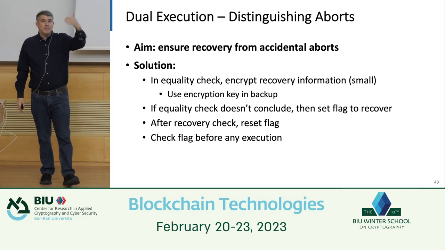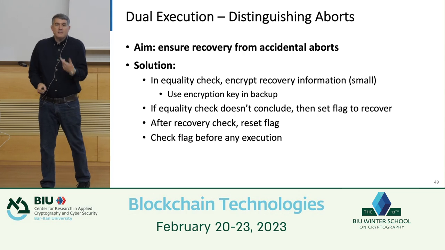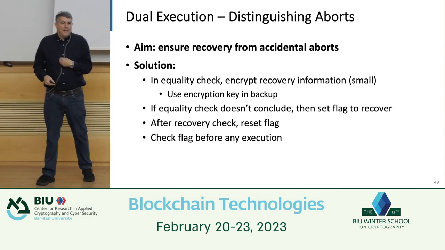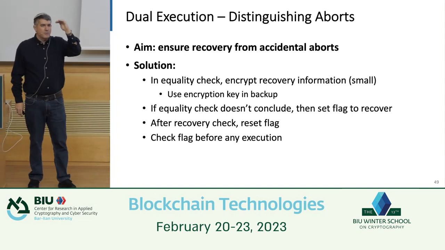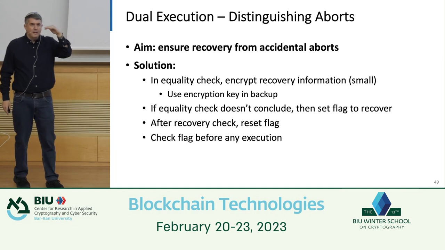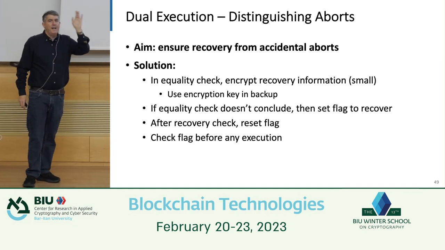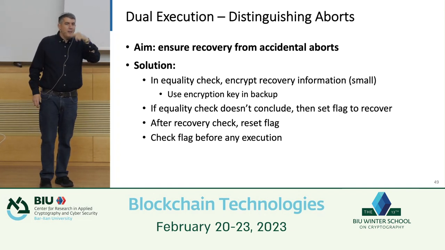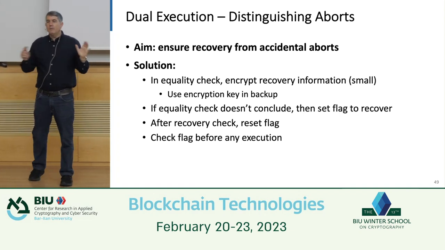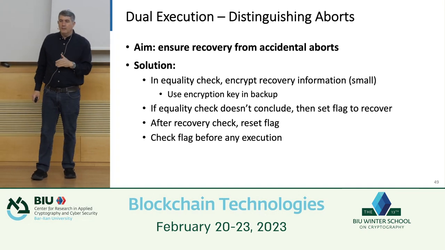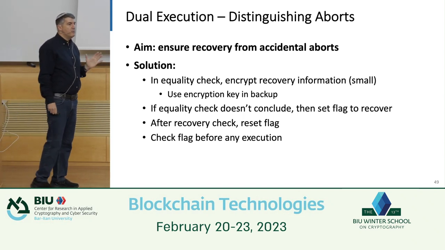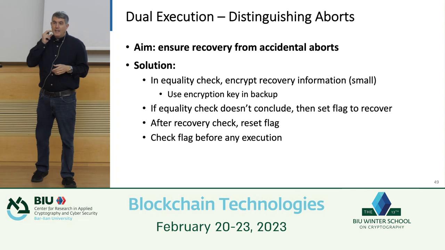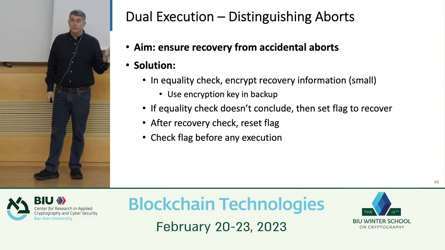So we already have an encryption key and we can use that. In case there's an accidental abort, the first thing we do next time we want to do an operation is check a flag. The service provider set a flag saying this didn't finish well. You have to be really careful about the order of operations. It's not that easy, but you can do this by setting the flag, sending the message, and if you get the answer back, then you unset the flag. This way, you're able to fully distinguish between an accidental abort and a malicious abort. In this case, dual execution gives you everything you want for this application. That means all you have to do is upload one circuit and download one circuit. That's all you need.